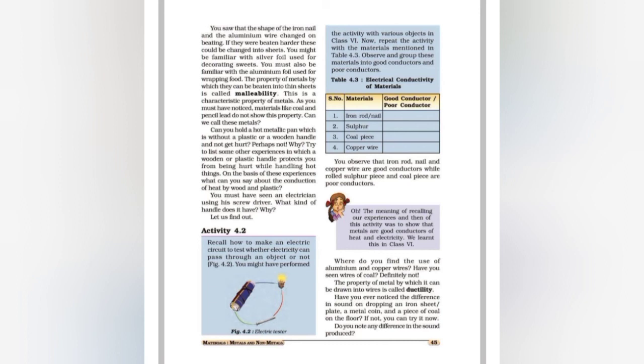Where do you find the use of aluminium and copper wires? Have you seen wires of coal? Definitely not. So the property of metals by which they can be drawn into wires is called ductility.